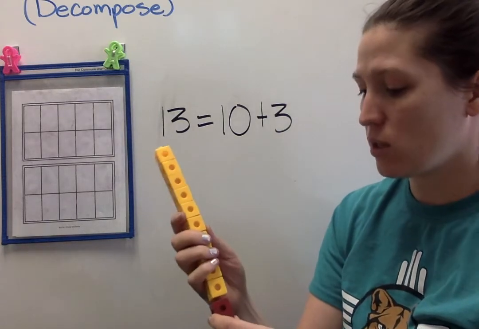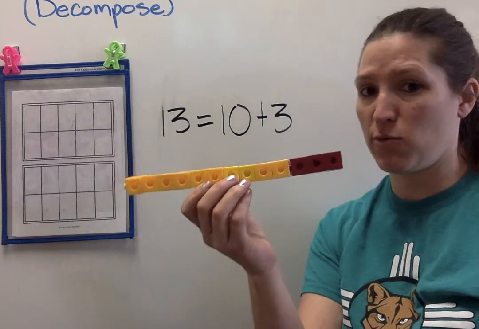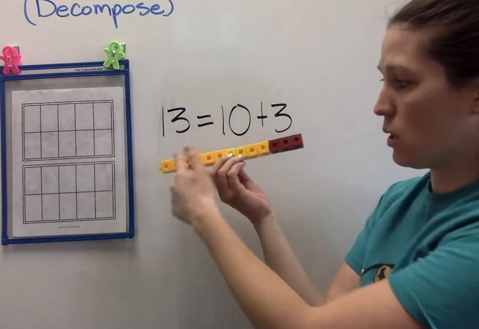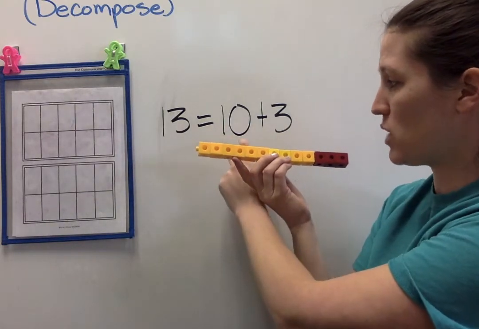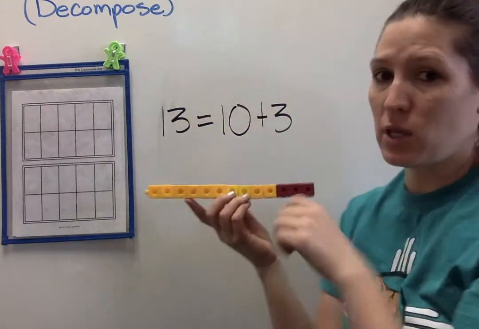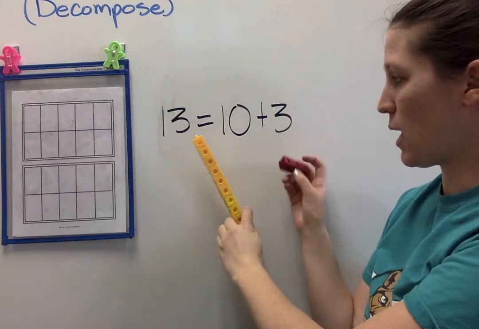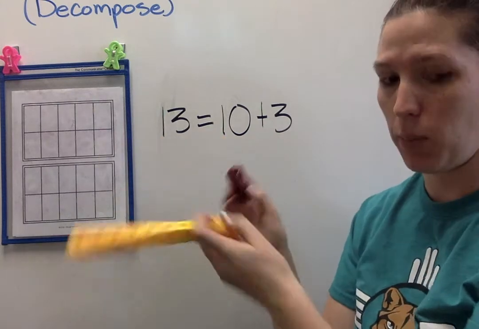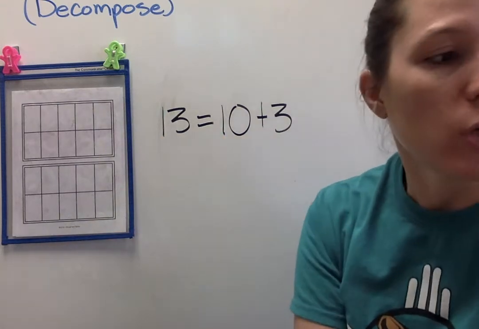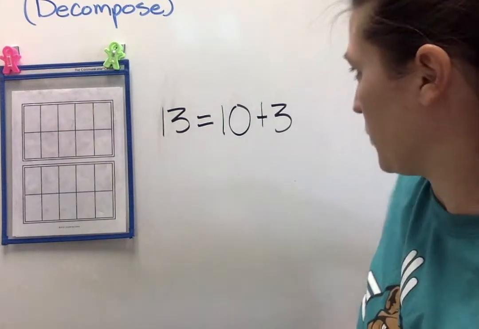So if I were to have these all together like this, I would have my 13. 13, all of these, equals a group of 10 plus 3. Decomposing means break apart. If I were to break this apart, group of 10 and a group of 3. I broke it apart. So in your book today, actually let's do one more example.